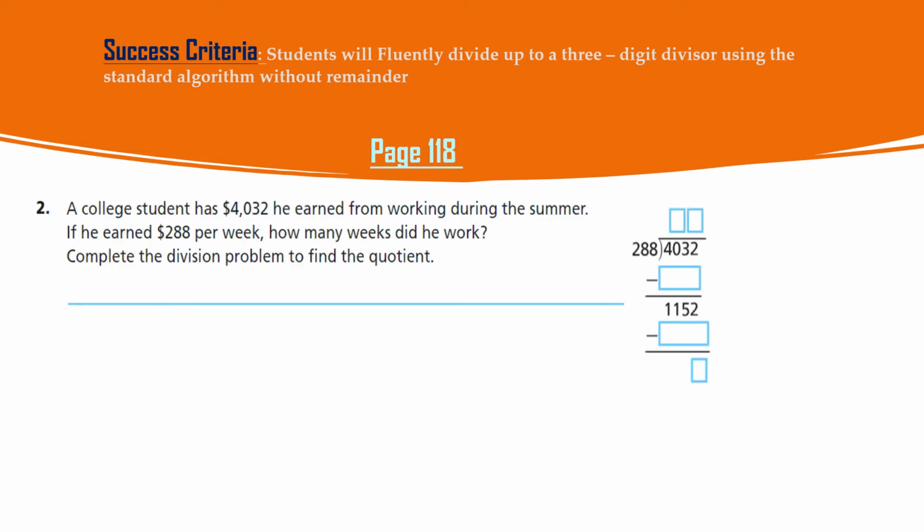Okay, here 4032. A college student has 4032 that he earned from working during the summer. If he earned 288 per week, how many weeks does he work? Okay, let's complete the division. Let's see here.